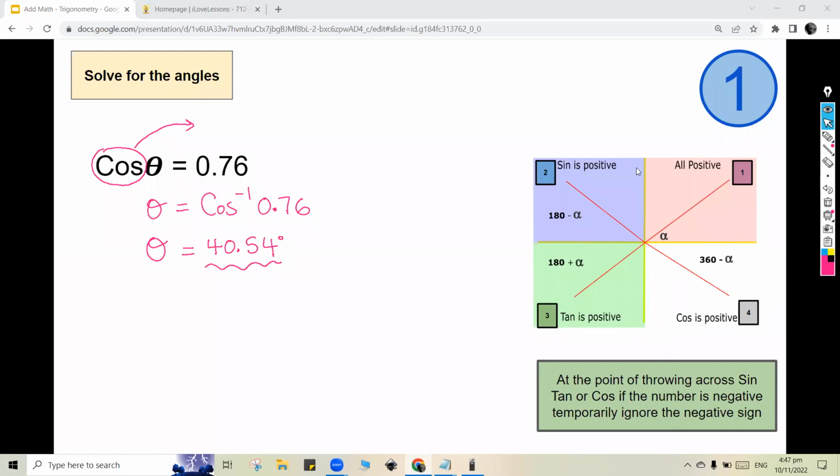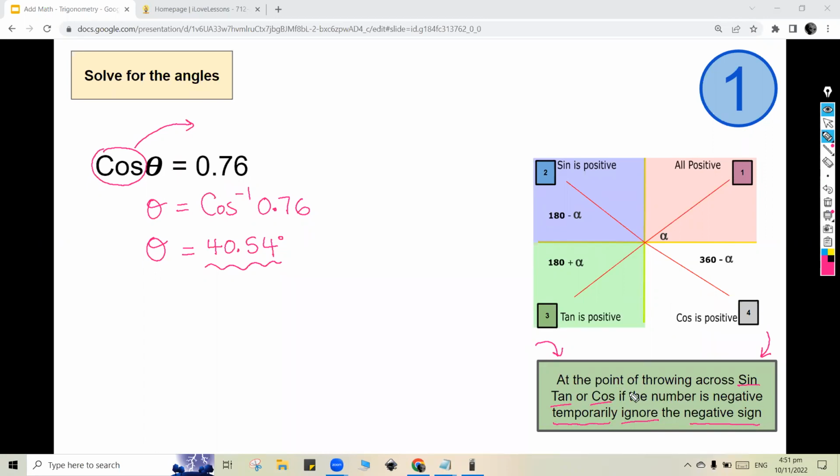I need for you all to take down this chart here, exactly as how I have it, and take down this note. It will not make too much sense at the moment, but it's my job to explain it. So take a couple minutes, take it down, and then I will jump in to explain. So let's just look at the note in the box here. Let's read it through. At the point of throwing across sine, tan, or cosine, if the number is negative, we have to temporarily ignore the negative sign.